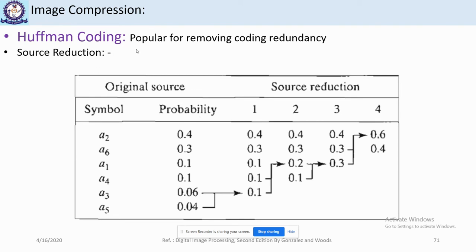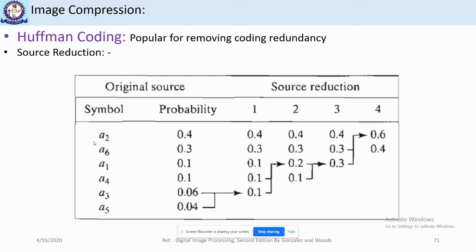To have variable length coding, one option we can choose is Huffman coding. Huffman coding gives us variable length coding, and it is popular for removing coding redundancy, as we have discussed. Huffman coding is performed in two steps. In the first step, we reduce the source. So the first step is source reduction.